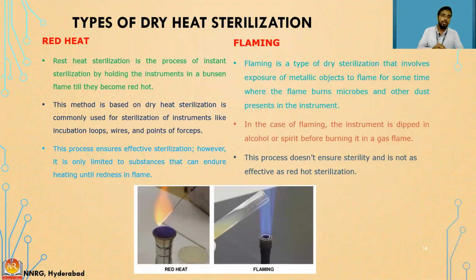What is the difference between red heat and flaming? Red heat means a red colored flame, whereas flaming is a blue colored flame. Just understand that. You can see the images here, red heat and flaming, how they are. Let us see what they are individually.